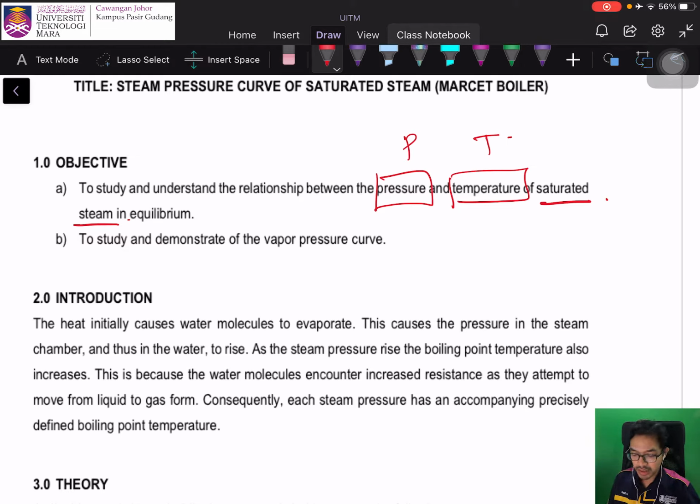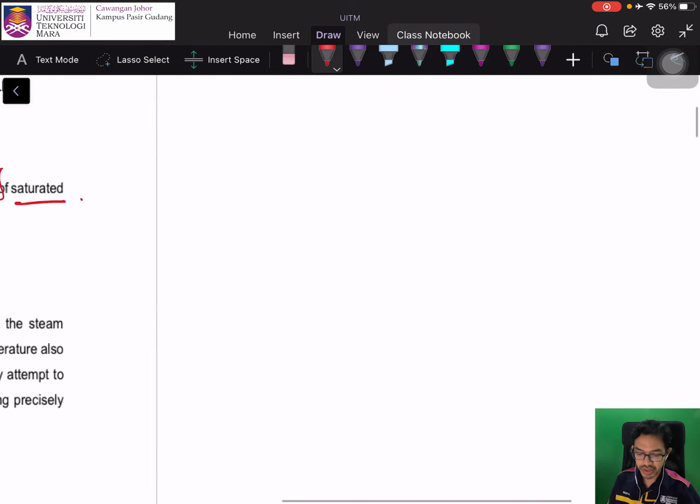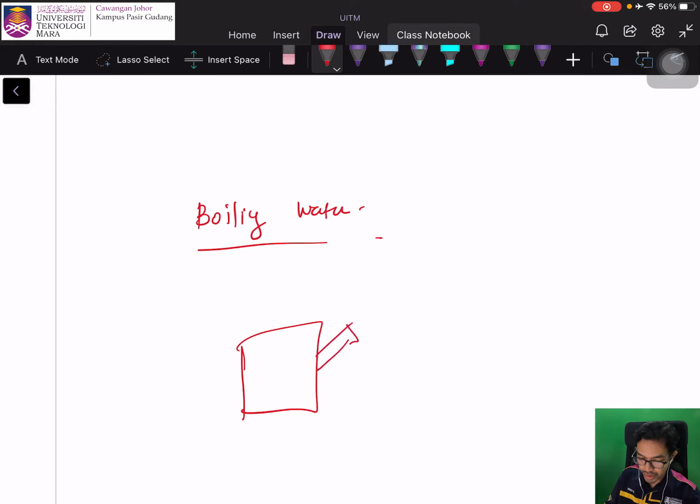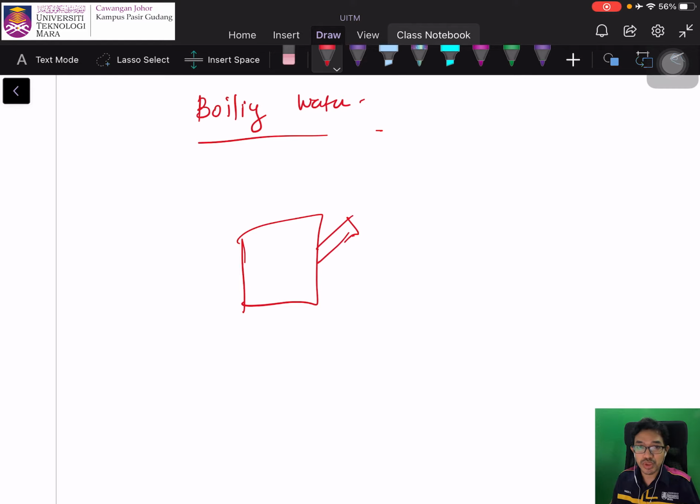So basically, before we go into the details or theory on this saturated steam condition, let me bring you a simple example at home or in your kitchen when you want to boil your water using your kettle. Everyone knows that when you boil water at home, and as you learned in school, the boiling point of water should be 100 degrees Celsius, right? So at this state you will say that the water is already cooked.